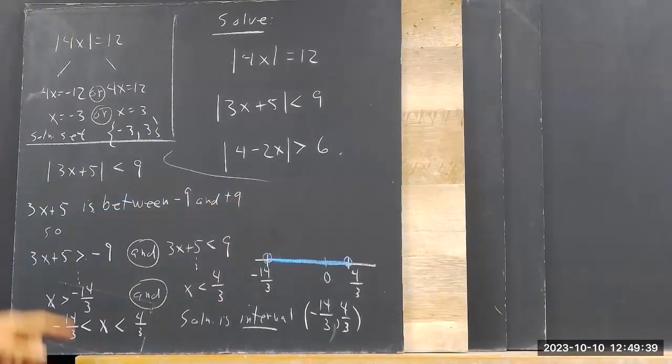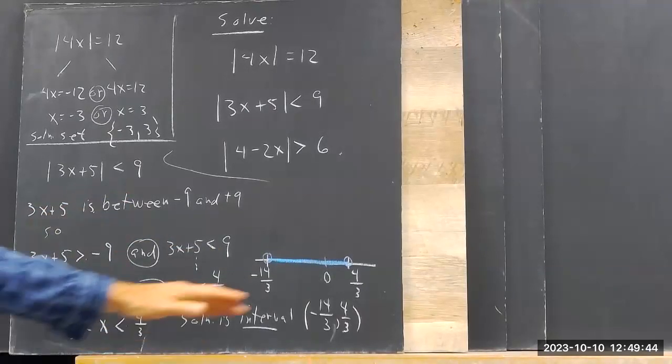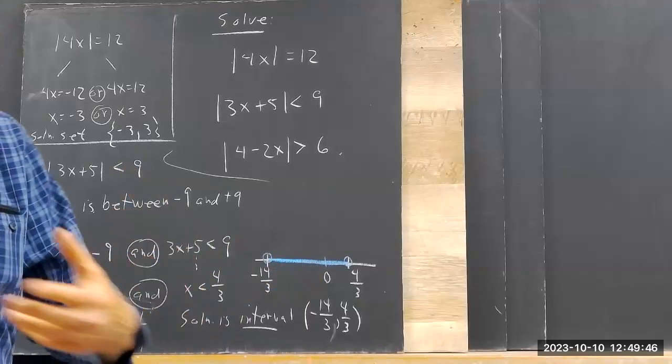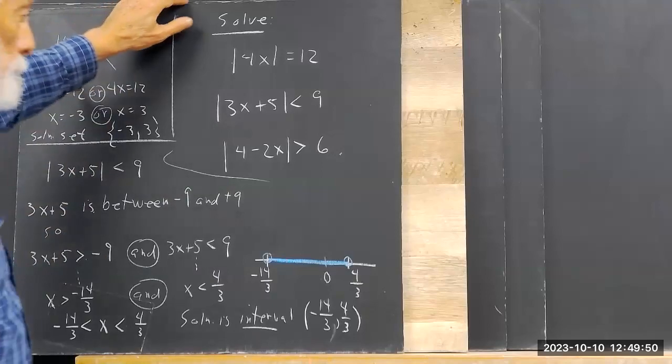Between negative 9 and 9. It's got to be greater than negative 9, and it's got to be less than 9. We solve it and we graph it, just the way OpenMath shows you how to do it.